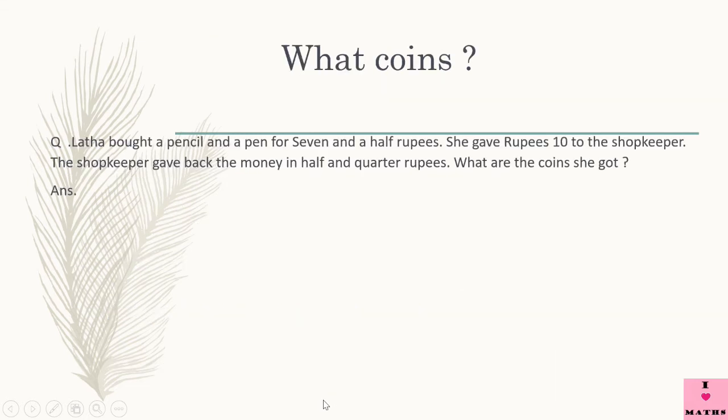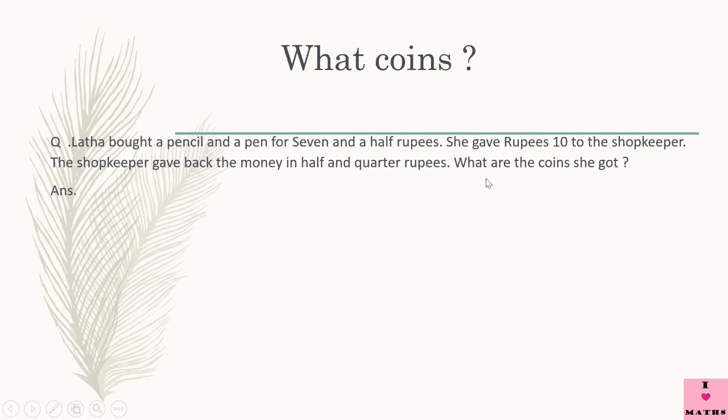Okay, let's see the next question. Lata bought a pencil and a pen for 7.5 rupees. She gave rupees 10 to the shopkeeper. The shopkeeper gave back the money in half and quarter rupees. What are the coins she got?